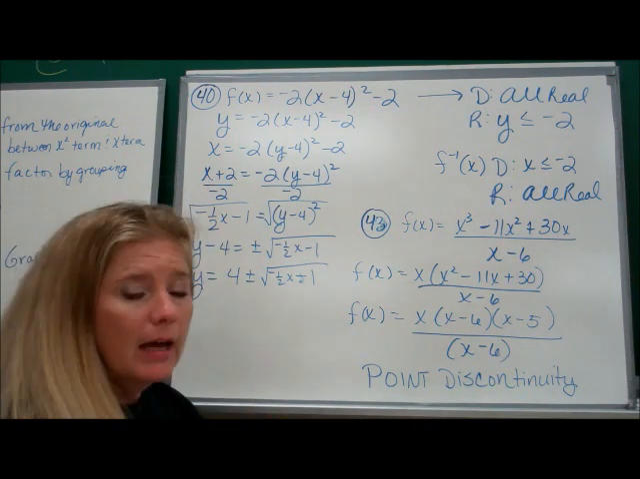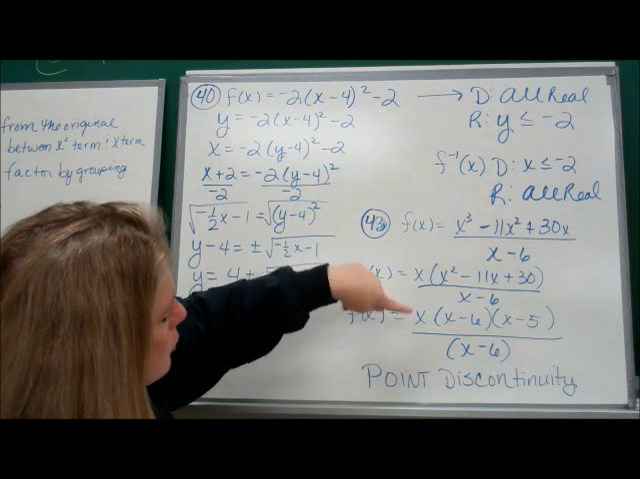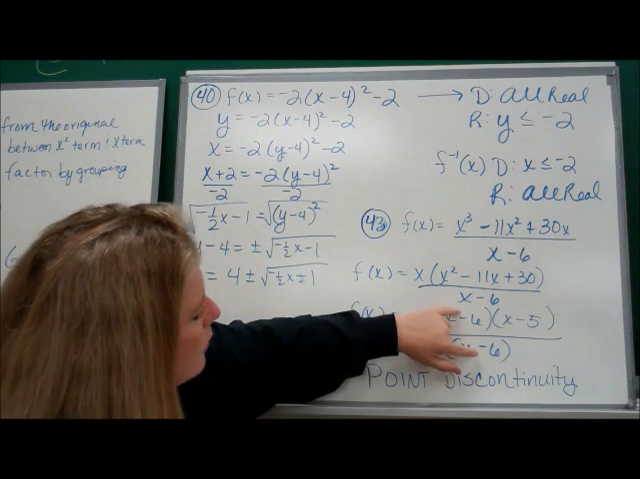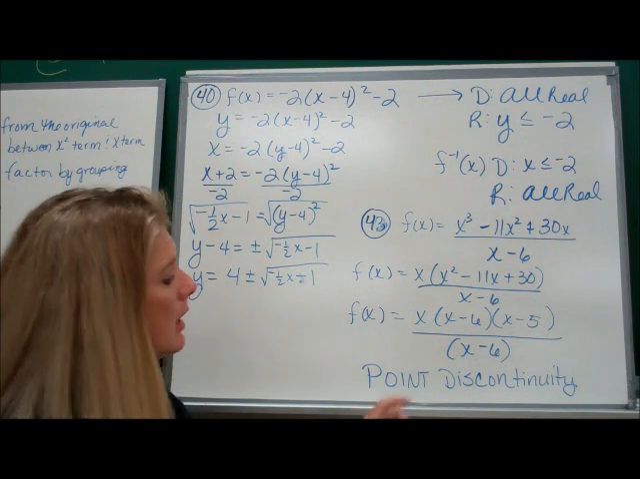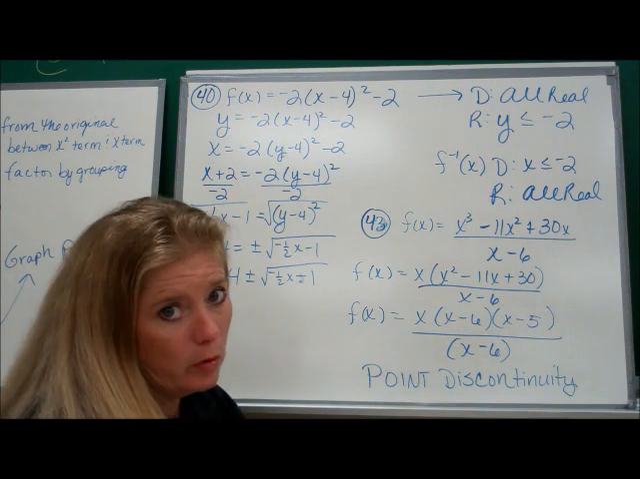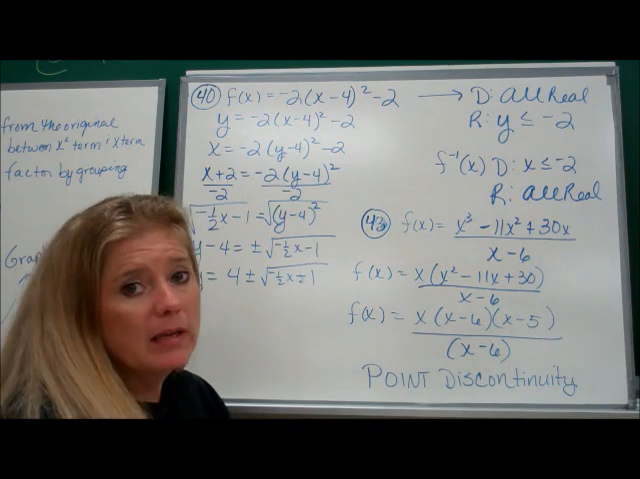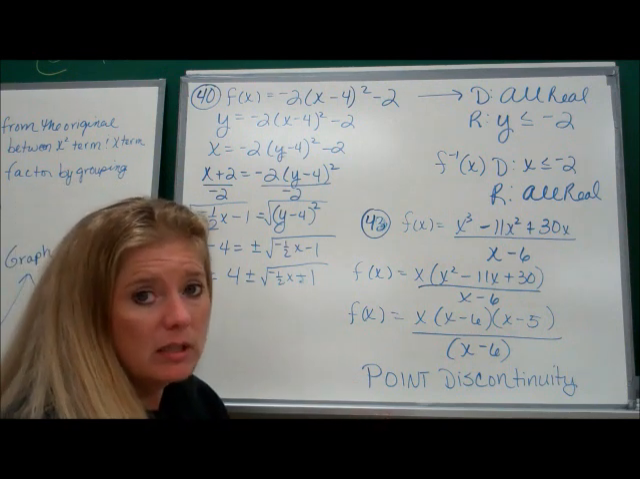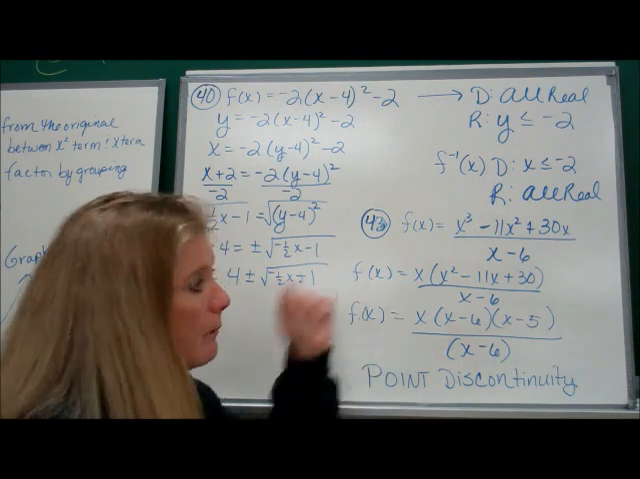You need to determine what type of discontinuity it is, so we need to factor the numerator. When we factor the numerator completely, we've got x times x minus 6 times x minus 5. Well, guess what? The x minus 6's will cancel. If two factors cancel, then it is a point discontinuity. It is a hole. It is removable, because you can put a little point right back in there. If it did not cancel, it would be an asymptote. It would be infinite discontinuity. And as far as jump discontinuity, you're only going to see that with a piecewise function. And this is not piecewise.